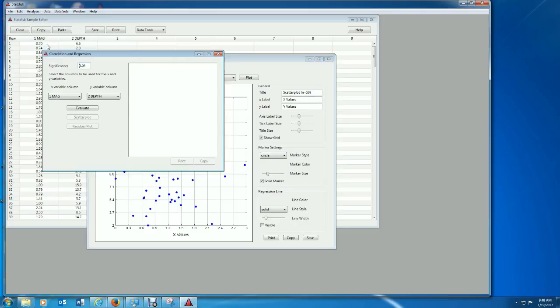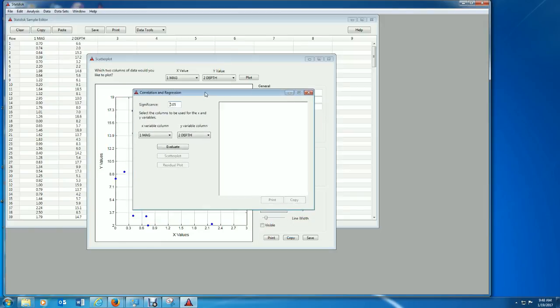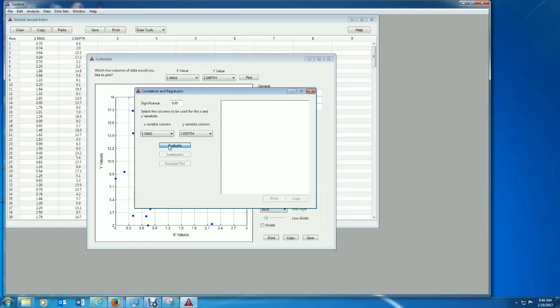Analysis, correlation and regression. Same thing, depth as a function of magnitude. Evaluate. This is what we saw before. The correlation coefficient R, very close to 0. It's inside the boundaries of the critical value, which is plus or minus 0.2787. So therefore, that indicates that there is not a linear relation.